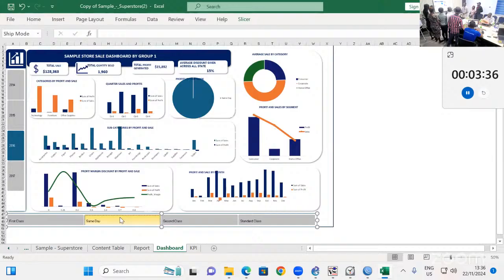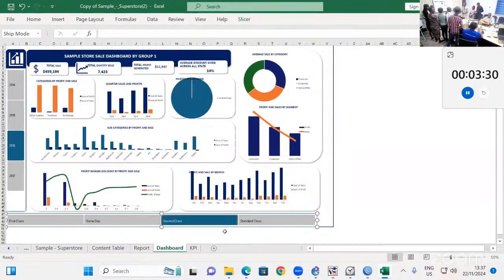All right, so somebody mentioned Power Query. Someone mentioned Power Query.